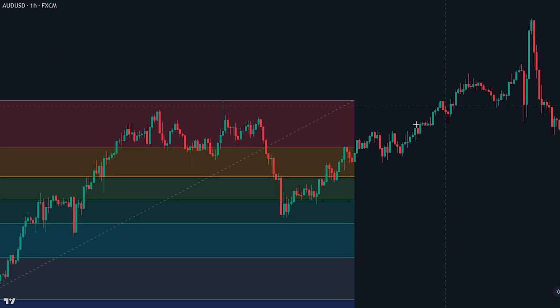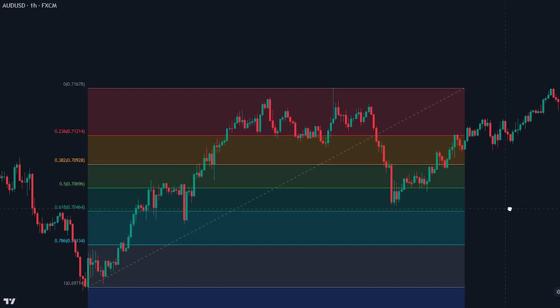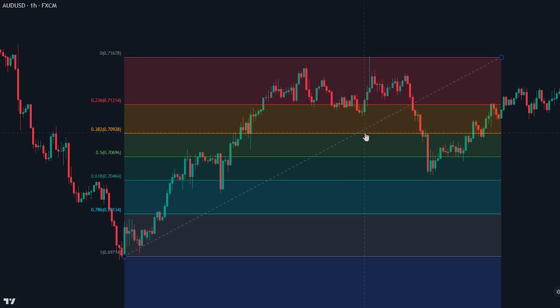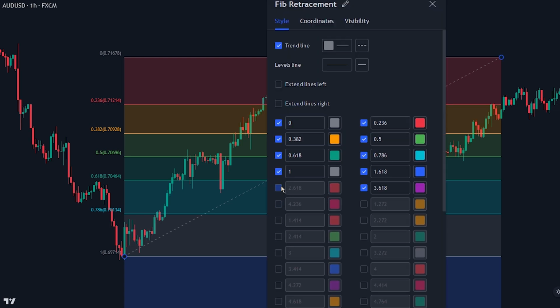Since we won't be using the Fibonacci levels outside of 0 and 1, let's disable these levels to make the chart less cluttered. To do this, simply double-click on the Fibonacci and uncheck the unwanted levels.